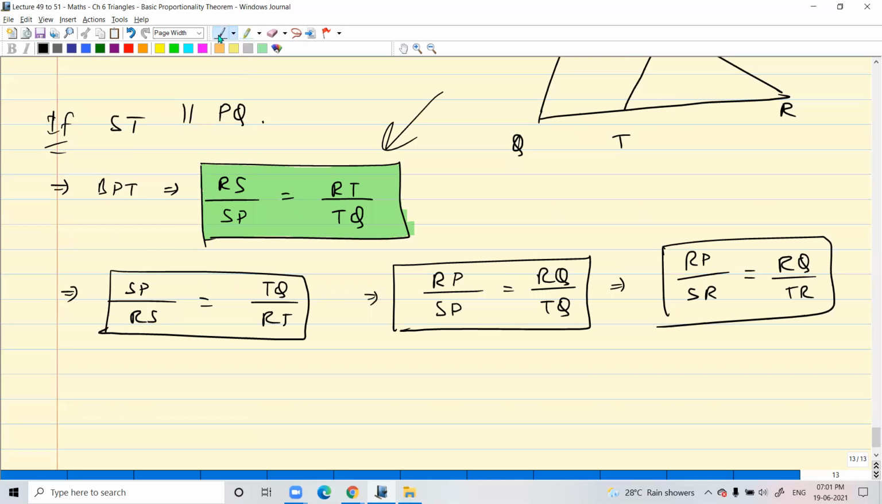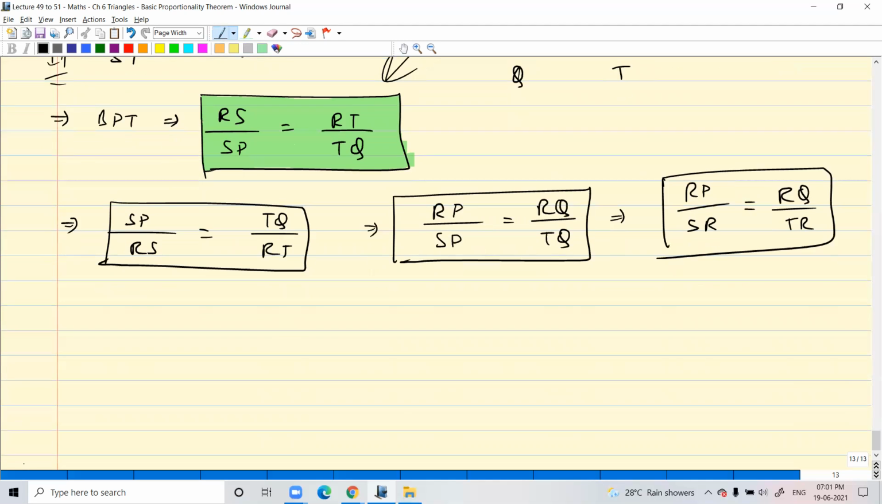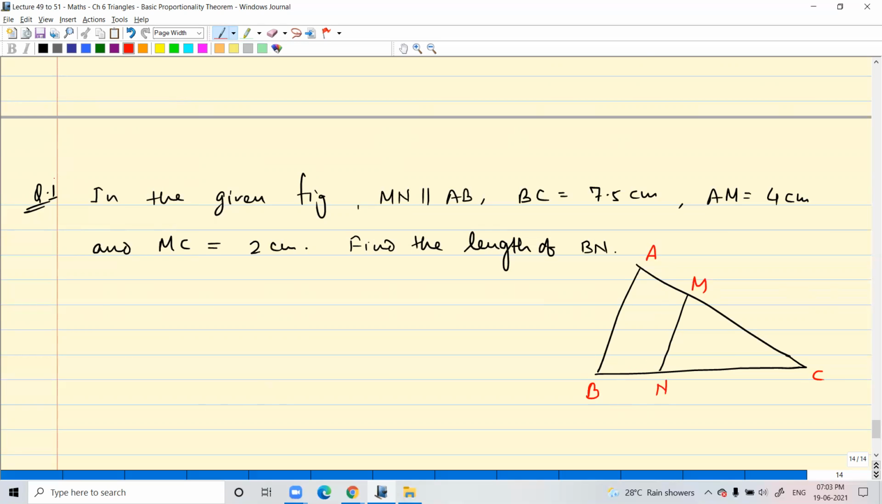Okay. So now let's take up some example. Try to do this. Give it a try first. I'll leave you with this question for a couple of minutes and then I will solve it. If you don't understand how to do this, don't worry, I will explain.